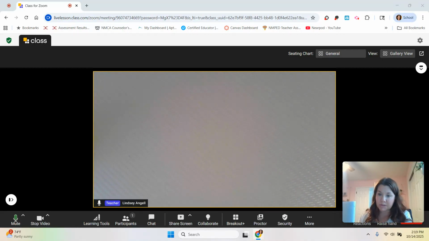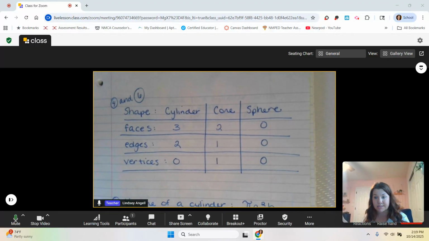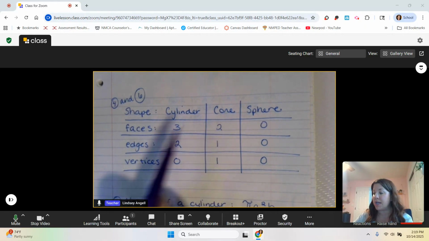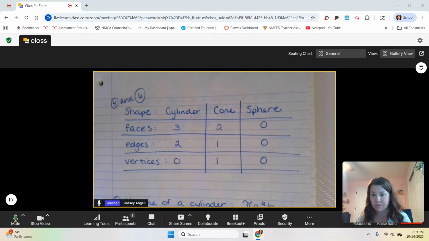This next one helps with number 4 and with number 6. Maybe take a screenshot of this if you want, or write it in your notebook. For these different shapes, I wrote out the different faces, edges, and vertices. A cylinder has 3 faces, which would be the top, the bottom, and the side, right? Like if you think about a can, that'd be where the label is.